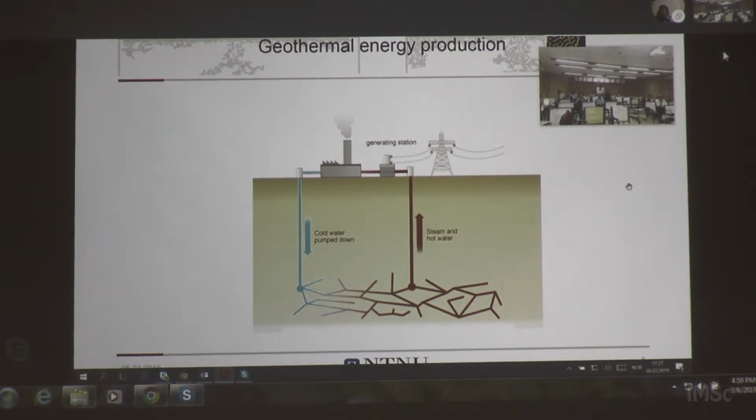So these are some application areas in the field where we use fractures, and definitely we want to create fractures. So we need to control it.